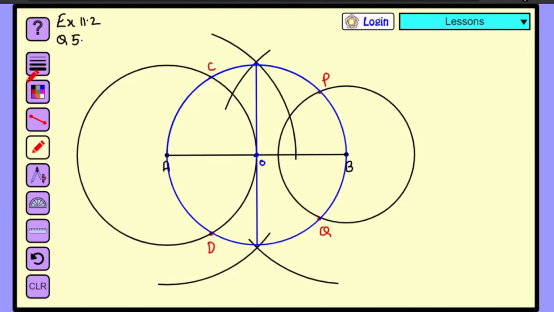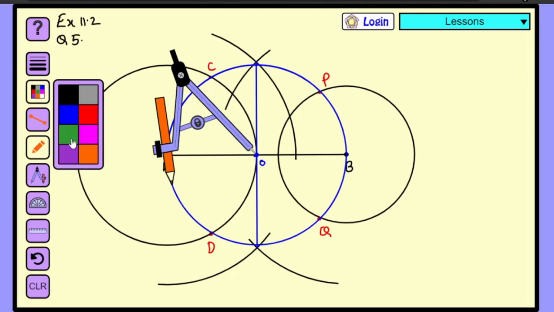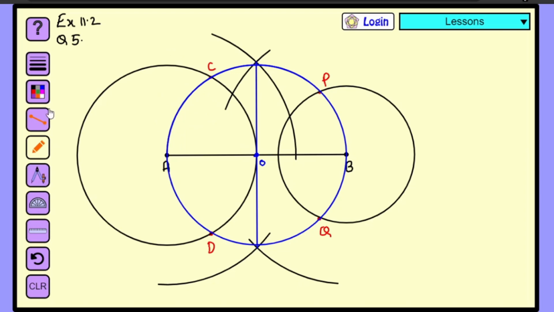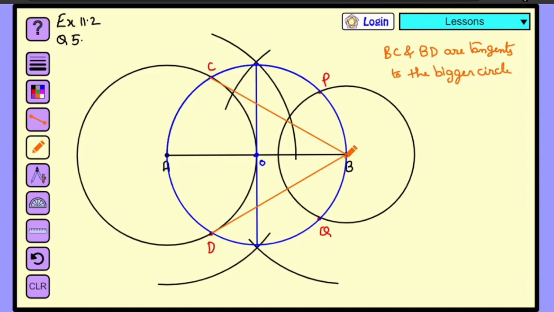Now I join these points. Here C and B I joined, B and D I joined. So BC and BD are tangents to the bigger circle from the external point B.